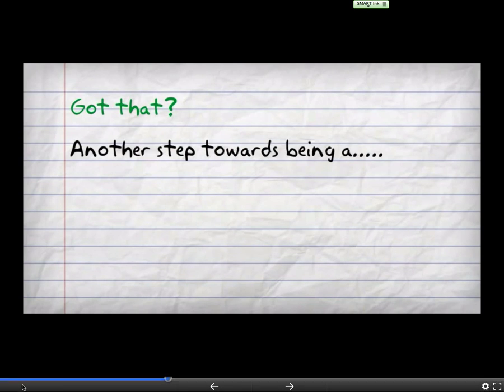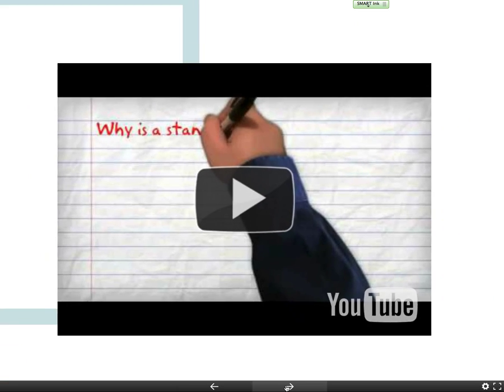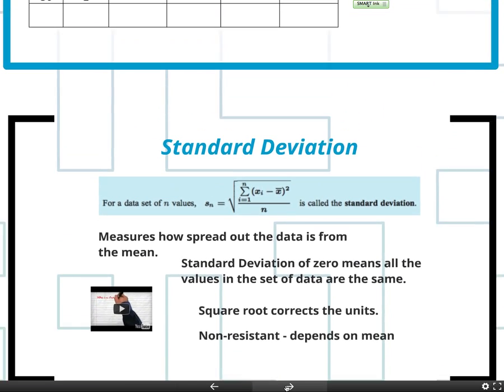Being, let's call it, a math star, not a psychology star. Okay, I know that video was at a lower level, but were those pictures helpful to understand how we can use this? It tells us if the scores are far away or close. And again, you will see that in other places in your future.